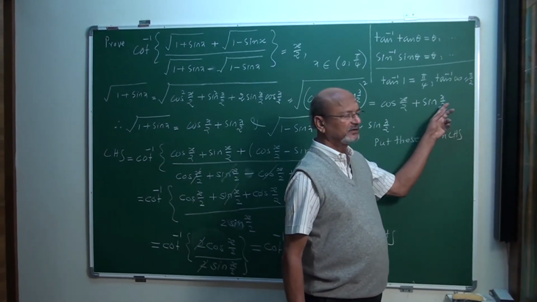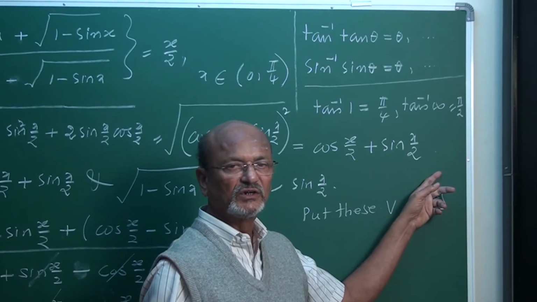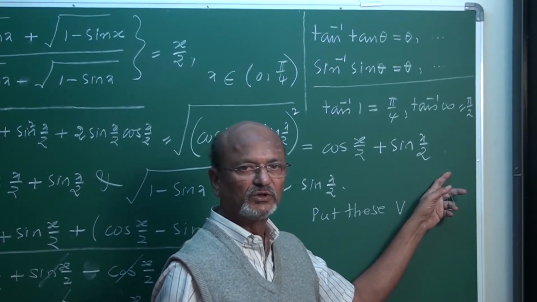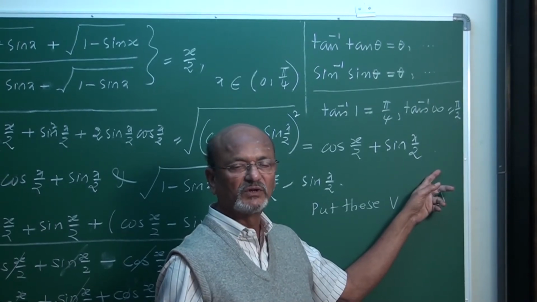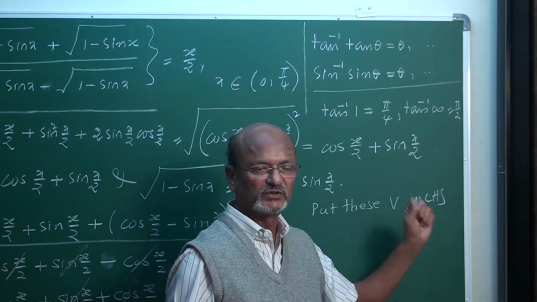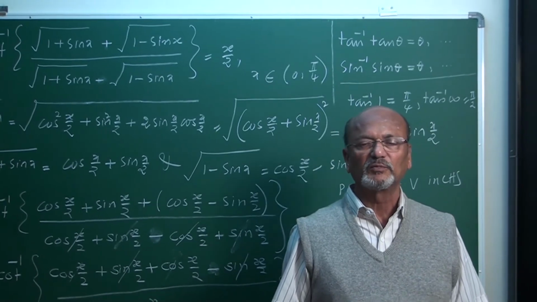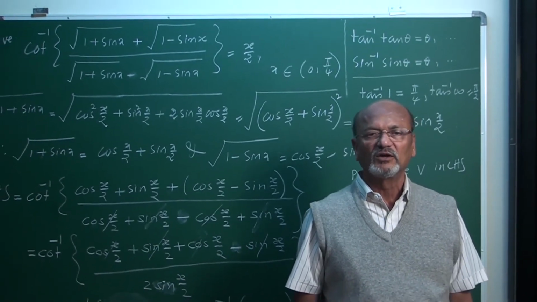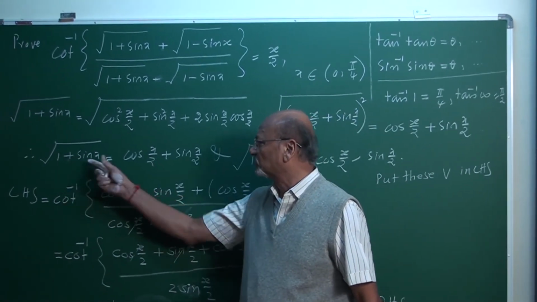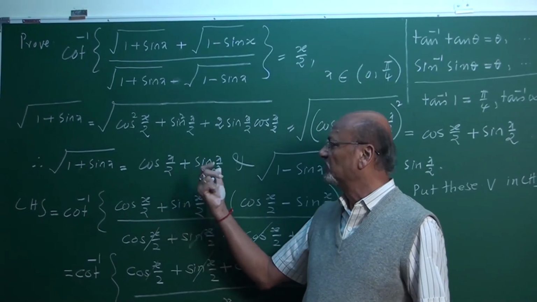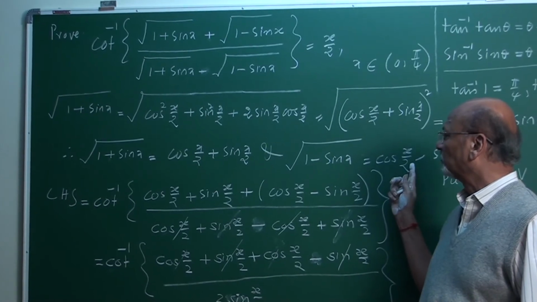Write for 1 cos square x by 2 plus sin square x by 2. Write for sin x 2 sin x by 2 into cos x by 2. So it becomes what? A square plus b square plus 2ab in case of plus, minus 2ab in case of minus. If it is plus 2ab, it becomes a plus b the whole square. Cos x by 2 plus sin x by 2 the whole square. Square root. So if it is plus here, it is cos x by 2 plus sin x by 2. Similarly, if it is minus here, it is cos x by 2 minus sin x by 2.